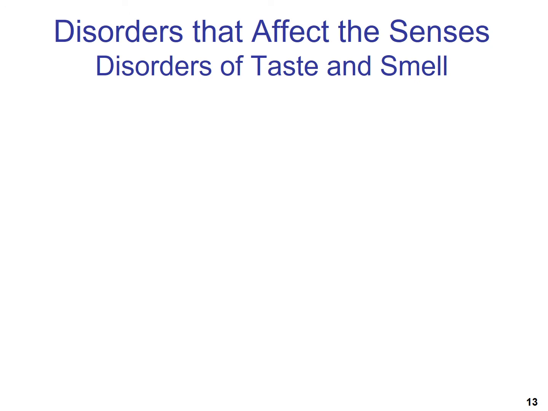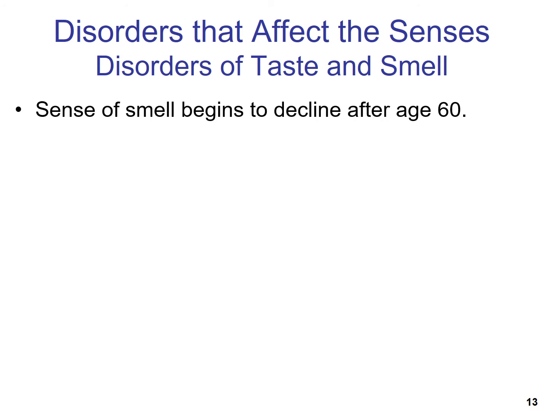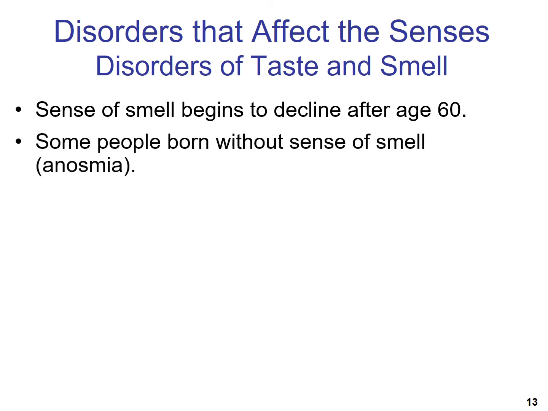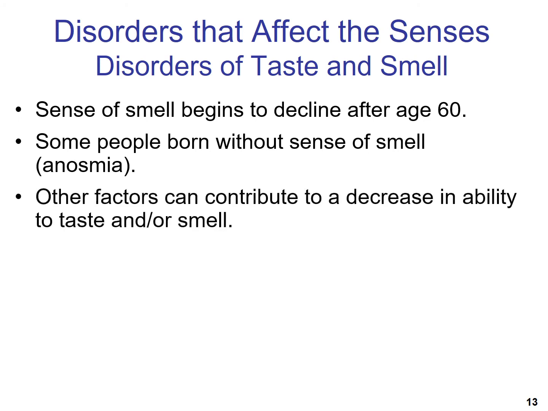Okay, so we're going to spend the rest of this PowerPoint talking about disorders that affect the senses, and we're going to start out with disorders of taste and smell. And so your sense of smell can begin to decline after age 60, but there are some people that are born without a sense of smell, and this is called anosmia.